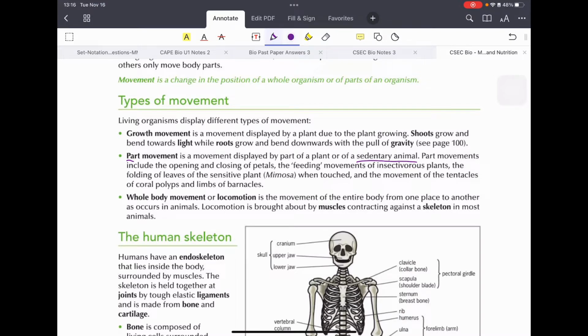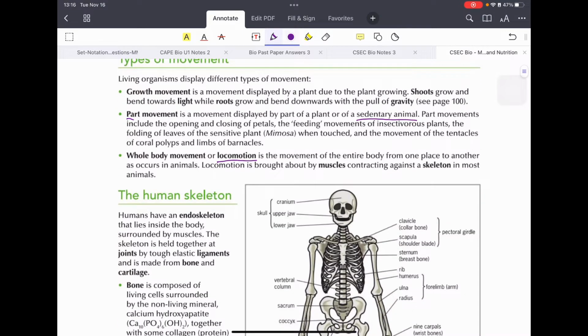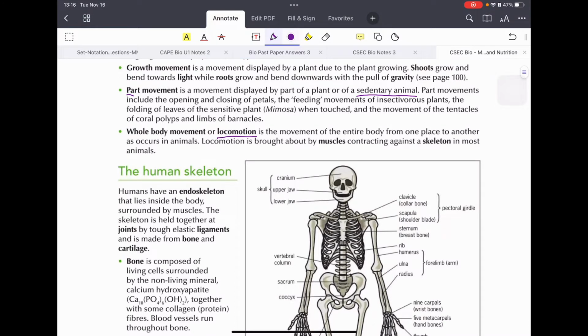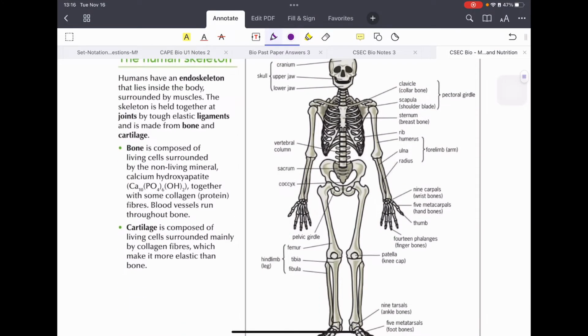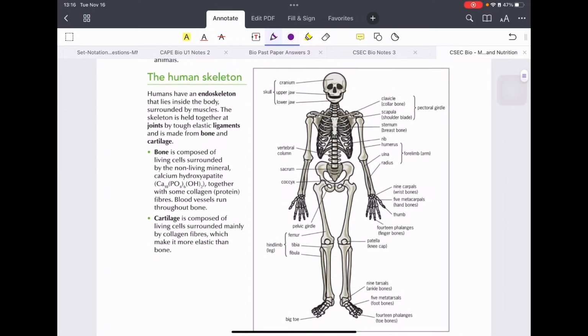The movement that occurs in animals are whole body movement or locomotion. Okay, that's what we call our movement, locomotion. So this is the movement of the entire body from one place to another. Okay, and locomotion is brought about by our muscles and our bones. Okay, so this is a picture of the human skeleton. It's not very important for you to draw anything like that. It's just for you to appreciate that we have a lot of bones, and attached to the bones we have muscles, which are not shown here. We'll see it in another picture. Okay, so our locomotion is brought about by our bones and muscles.